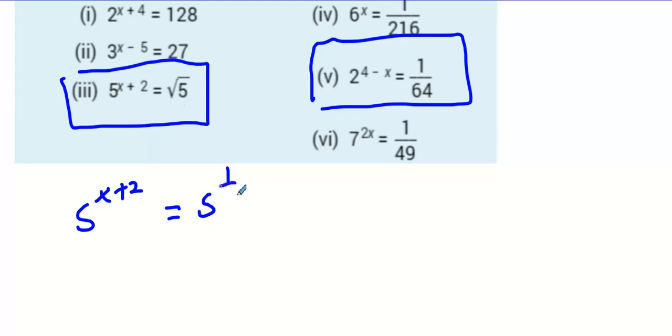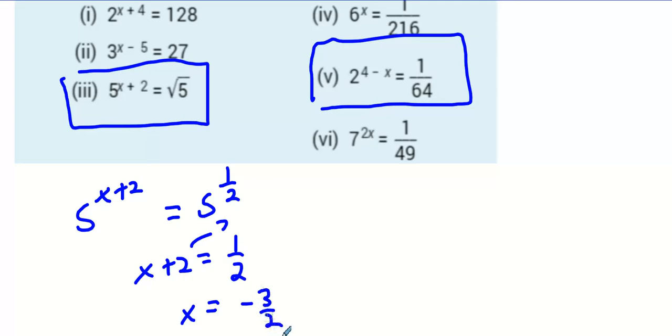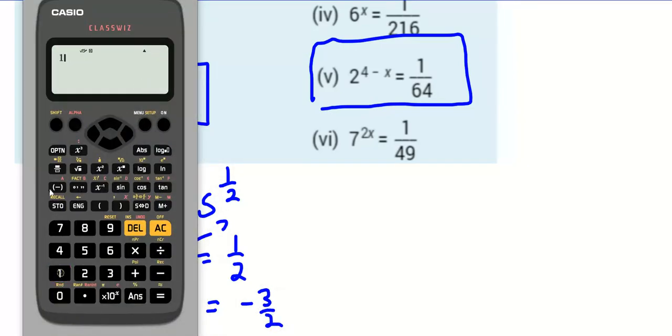5 to the power of a half. Yeah, which is 5 to the power of a half. Then we can all say that x plus 2 equals a half. Bring over the 2, take it away. Use your calculator. It will be minus 3 over 2. A half, take away 2.